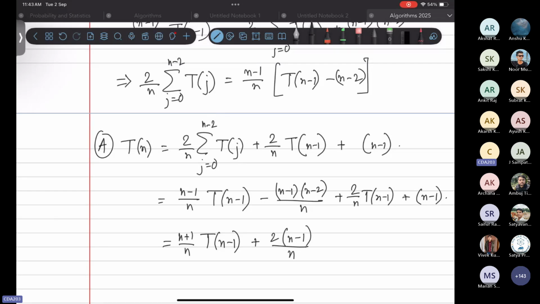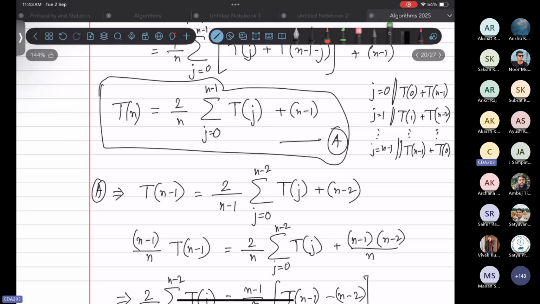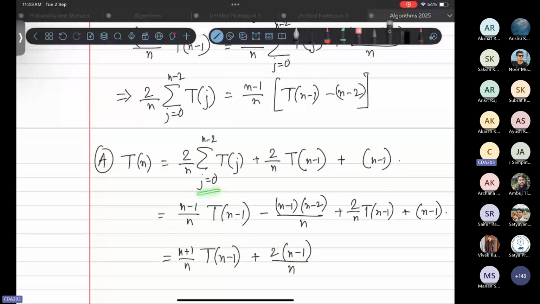So which term did you split again? This term. I have written all the summation from j equals 0 to n minus 2, and then just the value for j equal to n minus 2. So j runs from 0 to n minus 2, and this is the term for j equal to n minus 1. Okay. Right. So so far we have got this.